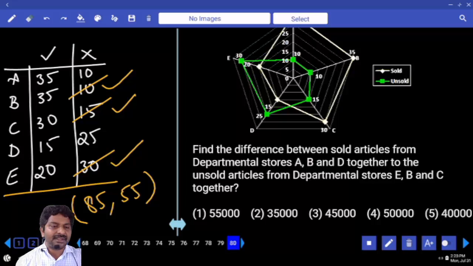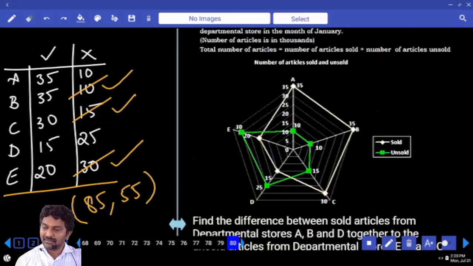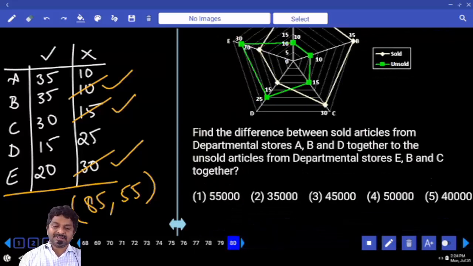Sold items ABD: 70, 85. Unsold articles from BCE. Values, any correct now? 35, 35, 30, 15, 20. Correct. 10, 10, 15, 25, 35. All are correct. Yes, our answer is 30,000.